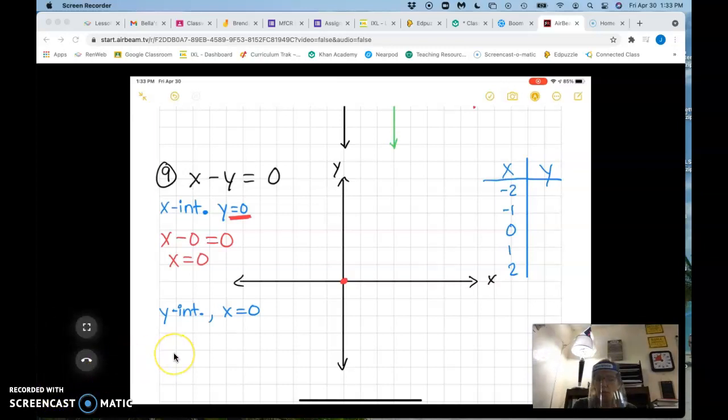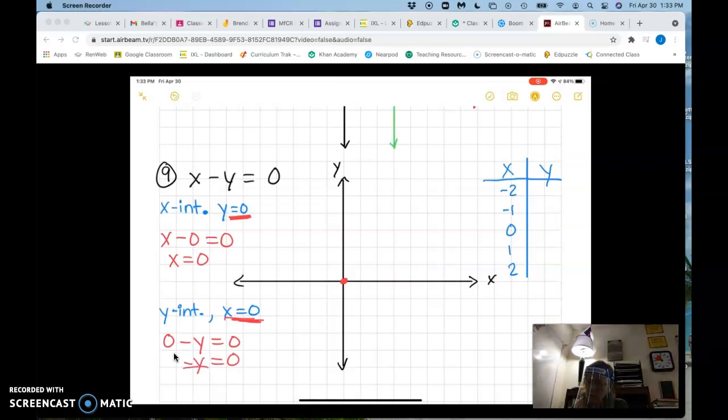We're going to do the same thing. We're going to let x equal 0 now. So 0 minus y equals 0. And I can't end with a negative on my variable, so I'm just going to divide by -1 to get rid of that negative. And y is still going to equal 0. Doing the x and y intercept for this equation wasn't helpful because we ended up with only 1 point on our graph. We have to have at least 2 to make a line.